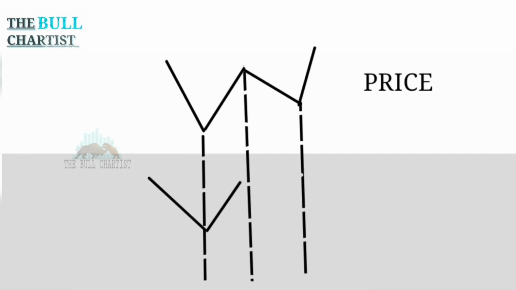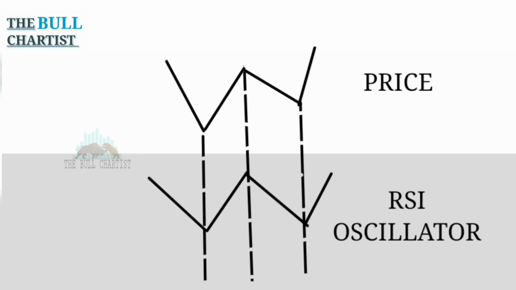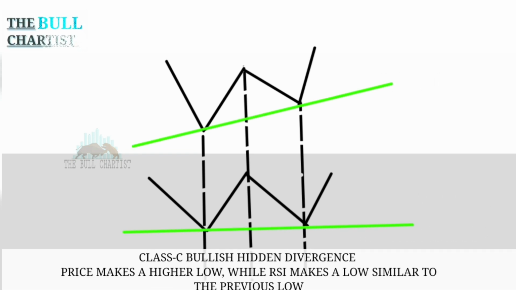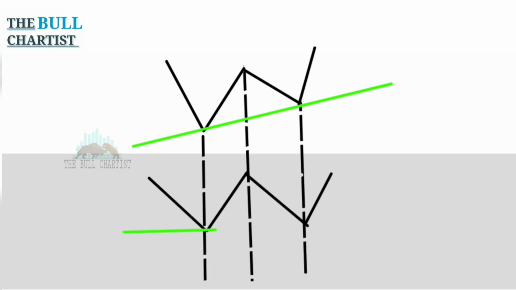Next we have a divergence in which price makes a higher low while RSI makes the same low as the previous one. But this is actually a weaker divergence compared to the first one.